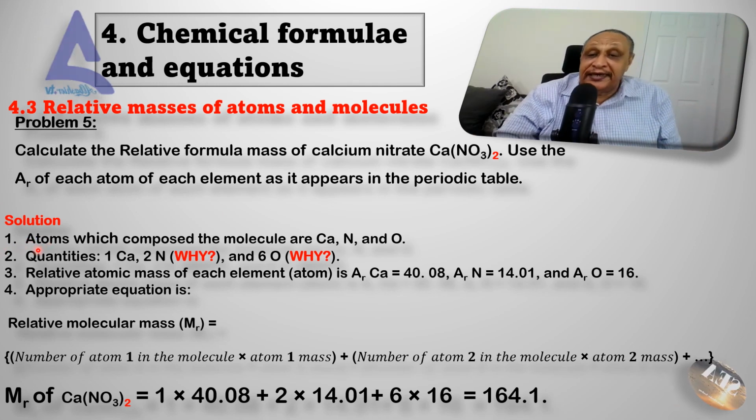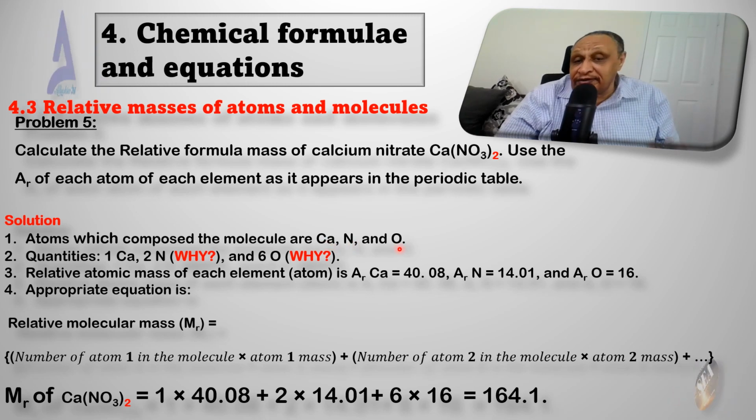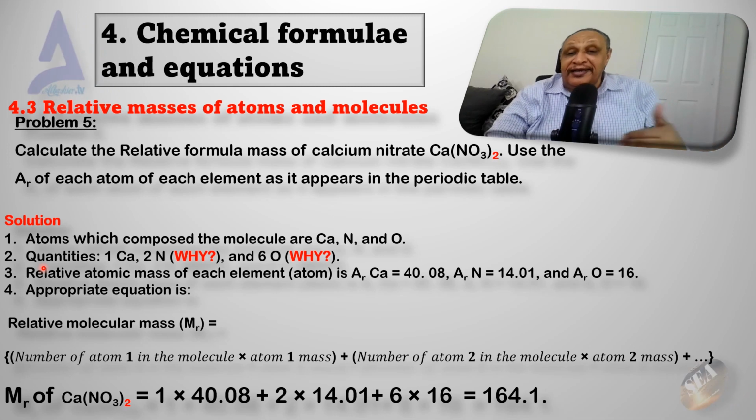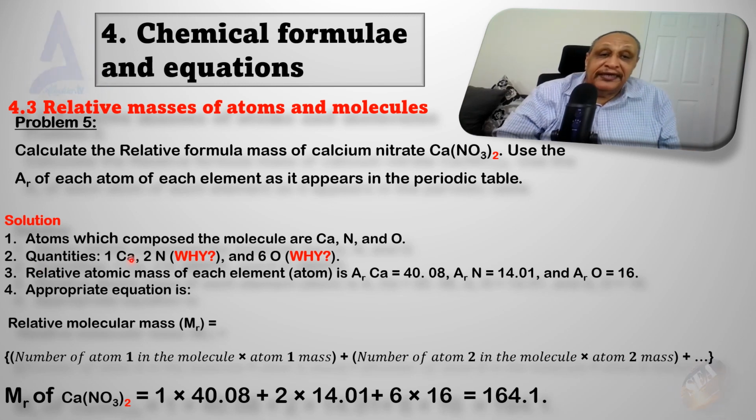Step 1 says, what are the atoms that form the molecules? It is calcium, nitrogen, and oxygen. That's it. The second is how many of each of them are present in the compound or the molecule? So I have only 1 calcium atom.